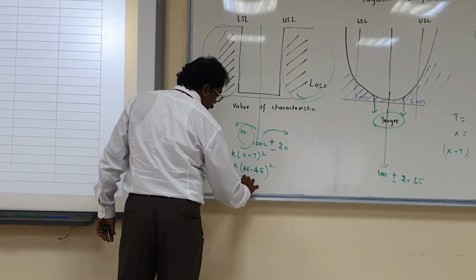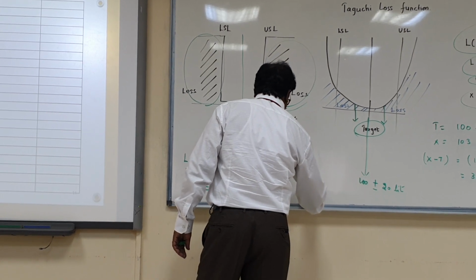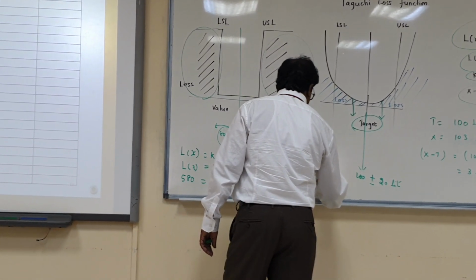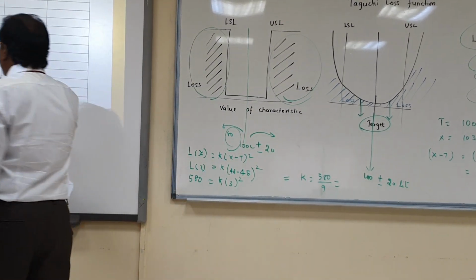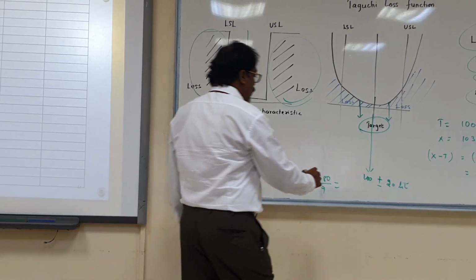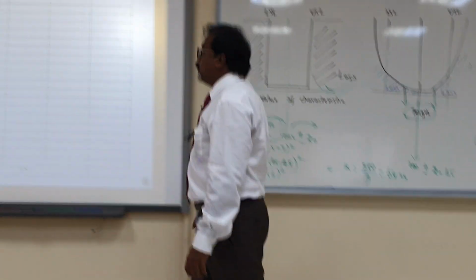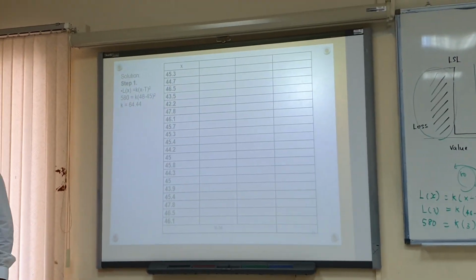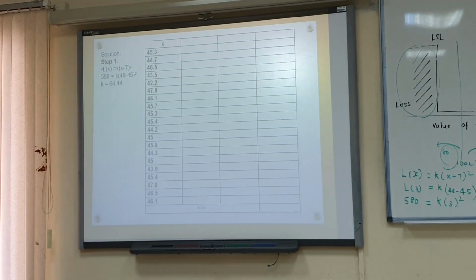K into 3 square. So k, the Taguchi loss constant, equals 580 divided by 9. How much is it coming? It is coming around 64.44. So 64.44 is the constant we have calculated according to the information given in the question. Now we have to fill the table.